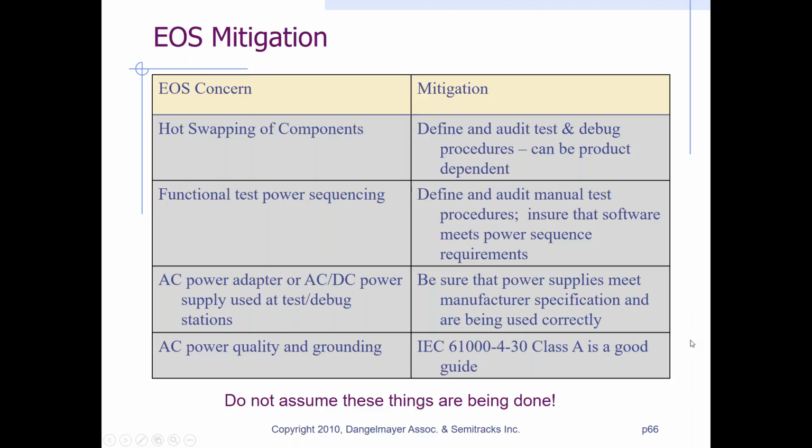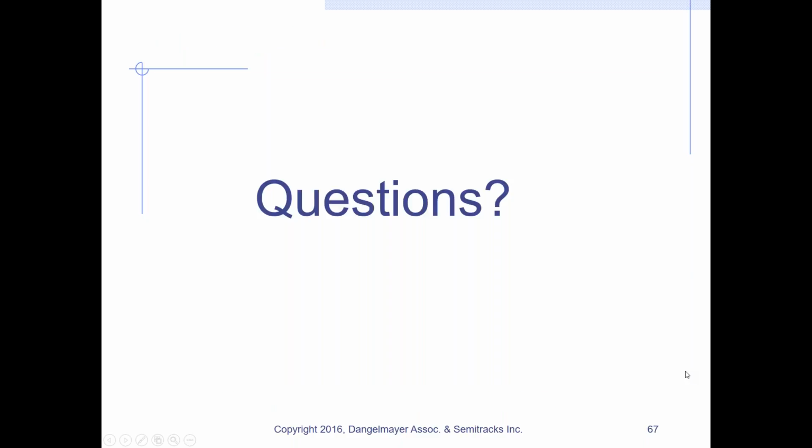The phrase at the bottom there is, do not assume these things are being done. They're most likely not. And unfortunately, the only way we catch problems these days with sources of EOS is when devices start to fail. So we'd like to get ahead of that problem and be looking for the right things in the factory processes. I think that's the last slide.